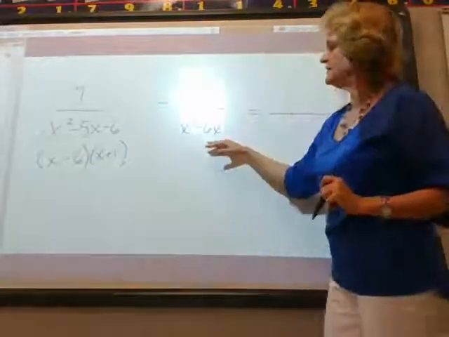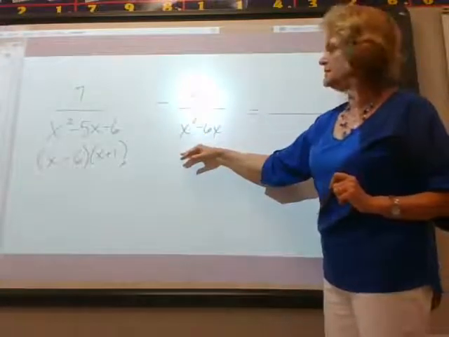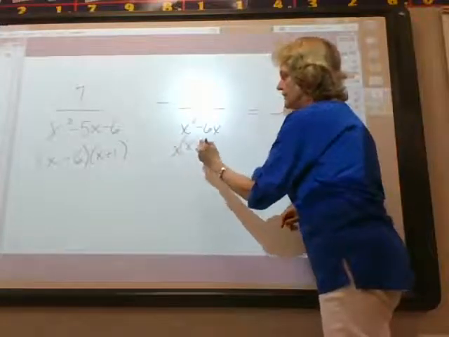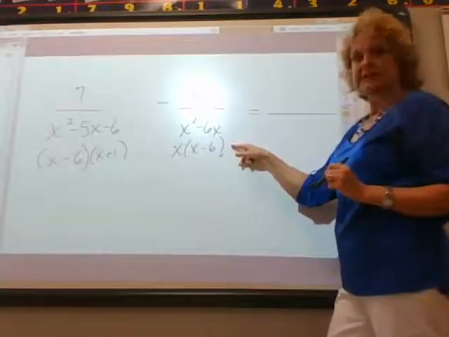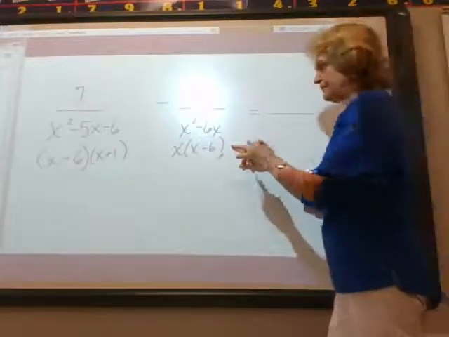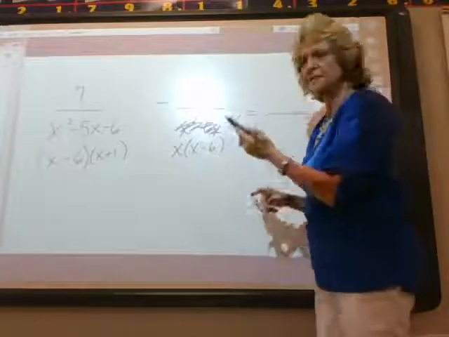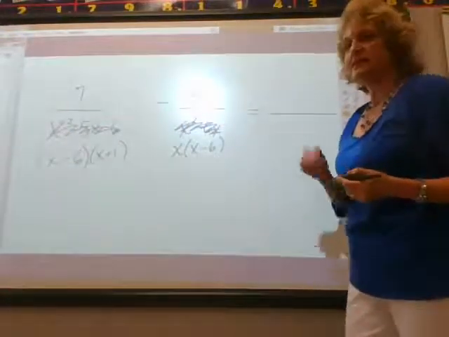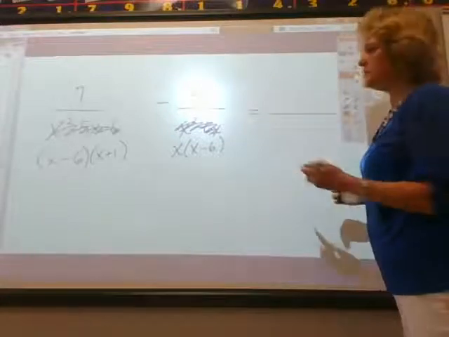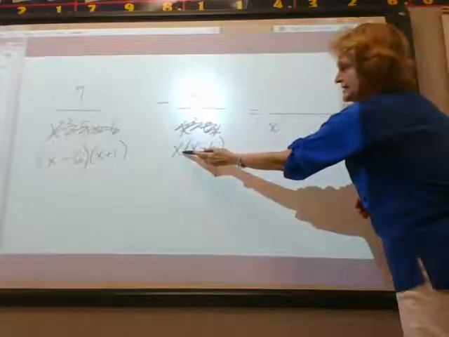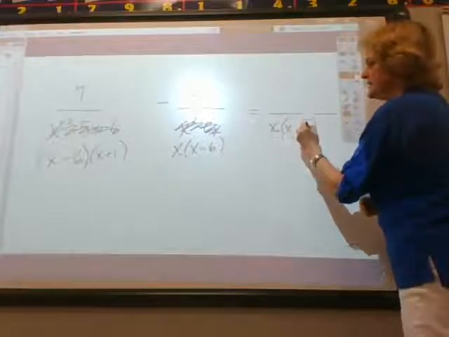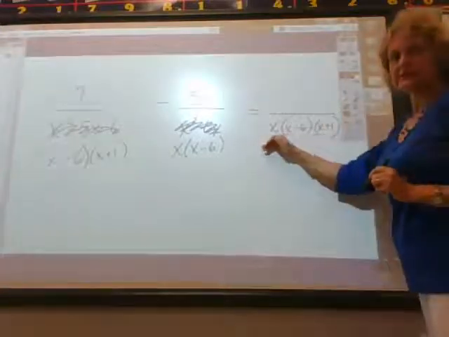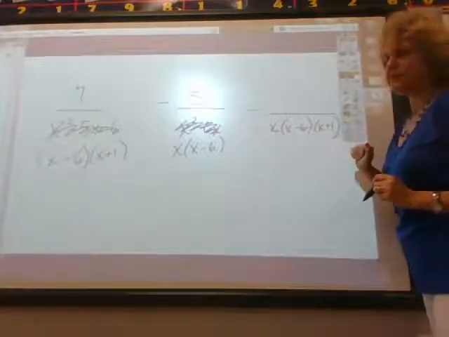Now over here, this is a binomial, but there is a common term. So I can factor an x out and get x minus 6. Hope that you see that. So sometimes you're just going to be factoring out a common term. Other times you're going to be factoring by trial and error. Okay? So least common multiple. Oh my goodness, we need an x. We need an x minus 6. And we need an x plus 1. All right? So a very involved denominator there.